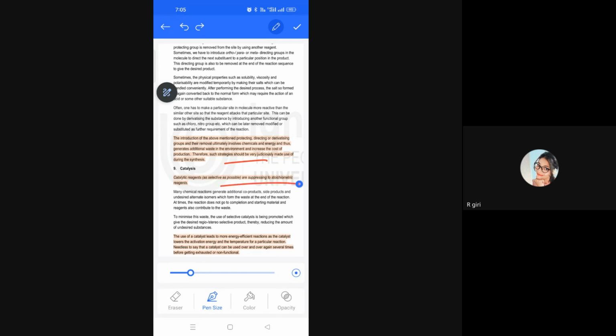Then, ninth one is catalyst. Wherever catalyst is used, you should use minimum catalyst to produce the product. Catalytic reagents are superior to stoichiometric reagents. Okay, this is the explanation for the catalyst. The use of a catalyst leads to more energy efficient reaction.